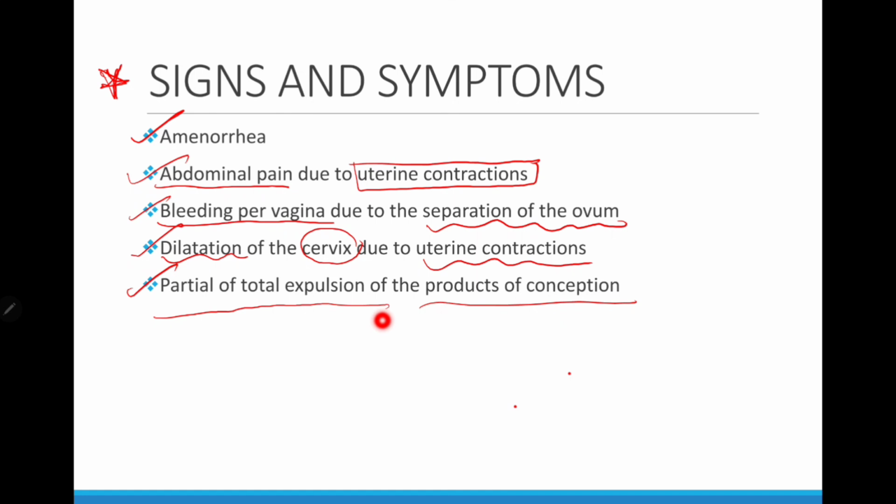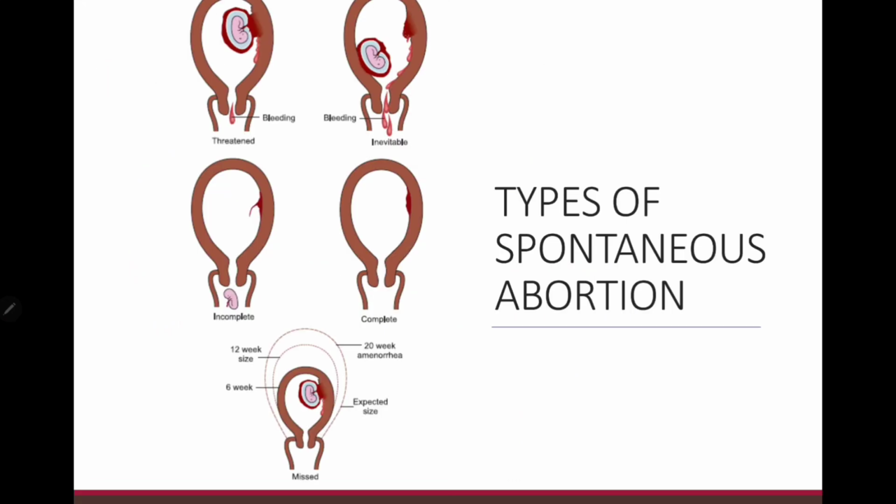So what are the signs and symptoms we see in abortion? Amenorrhea, abdominal pain due to uterine contractions, bleeding PV due to separation of the ovum, and dilatation of the cervix due to uterine contractions, partial or total expulsion of the products of conception.